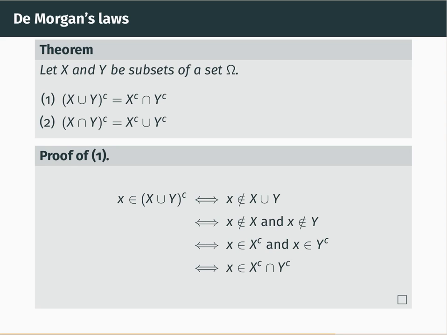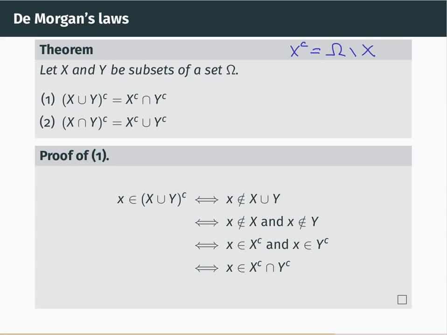More interesting is De Morgan's laws for union and intersection. So here we're thinking about two sets X and Y which are subsets of a larger set Omega. When I write X complement or Y complement or anything else complement, what it means is the set difference of Omega with that set. So X complement will be Omega take X, and X union Y complement means Omega set minus X union Y.